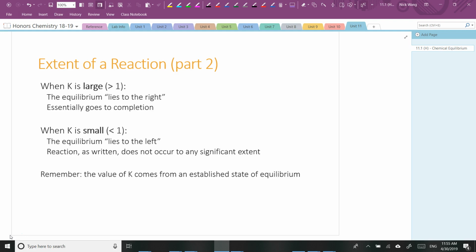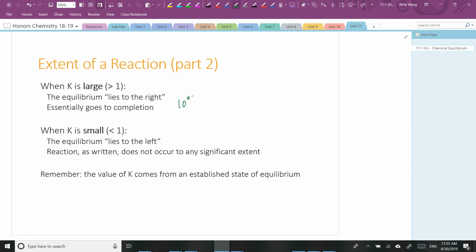Essentially, a lot of times, especially when you have very, very large ones, like the previous example where we were talking about 10 to the 9th power, you can expect that to be pretty much going to completion. Whereas, on the other hand, if you have a small value of K, which is, again, essentially saying it's less than 1, we said that the equilibrium lies to the left. So the reaction, as it's written, doesn't really occur to any significant extent.